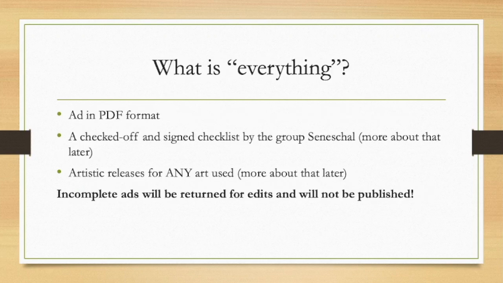So when I say everything is due, what do I mean by everything? There are three sorts of things that you need to include in your event ad. First of all, you need your event ad. You need to send that in PDF format so that it's consistent, and we know it can be opened by a variety of different programs. We also need a checked off and signed event ad checklist by the group Seneschals. We'll talk more about that later. And then we also need artistic releases for any art that is used. If we're missing any of these elements, your Kingdom Chronicler cannot publish this event ad, and so that's going to slow down the process and possibly put your event at risk.